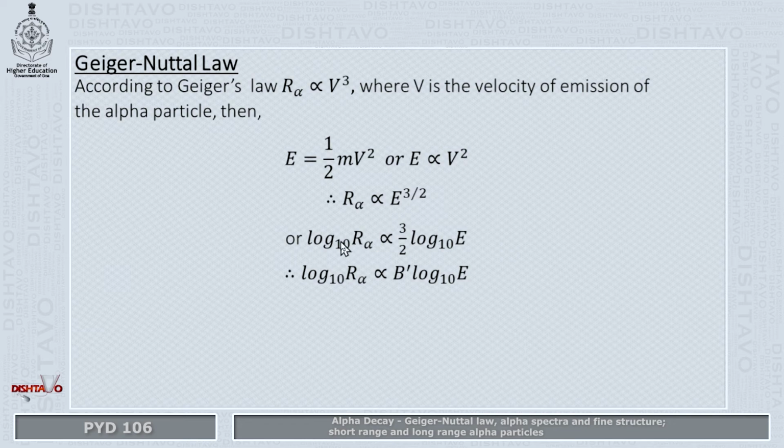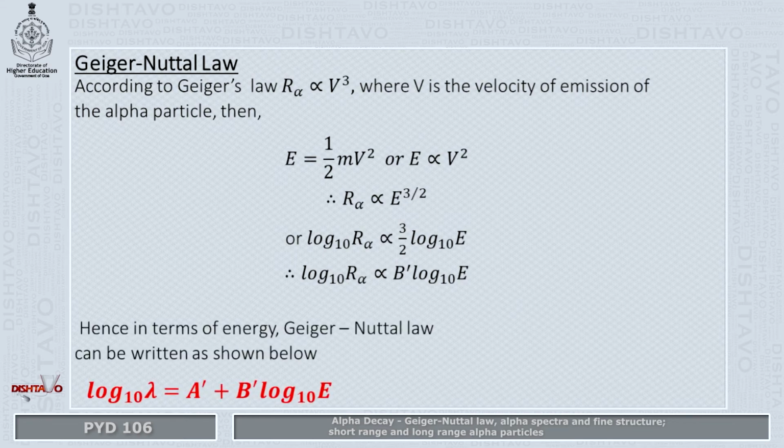Now if I take the log of this, I get log of the range directly proportional to 3 upon 2 log of E, where 3 upon 2 can be written as some other slope b prime instead of b, and we can rewrite the Geiger-Nuttal law in terms of energy. So we now have the Geiger-Nuttal law in terms of the range of the alpha particle, as well as in terms of energy. We have both in terms of the range as well as energy.